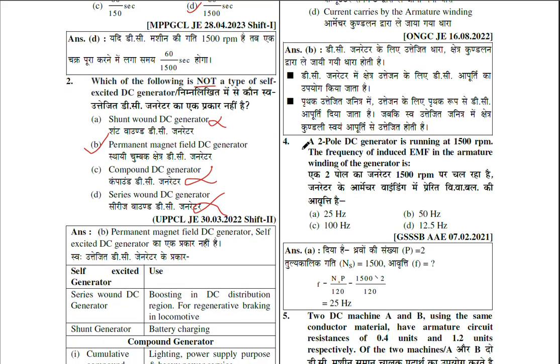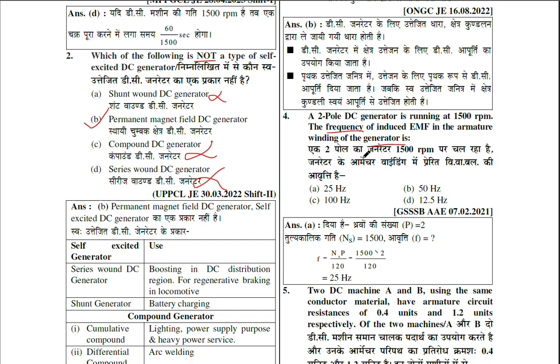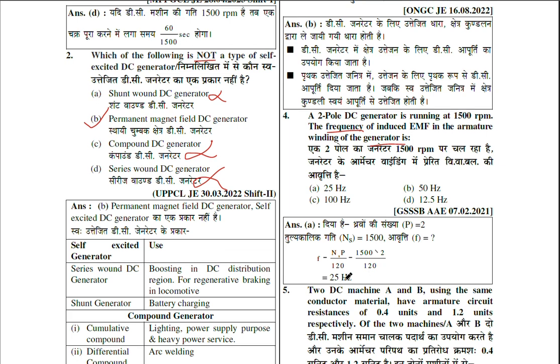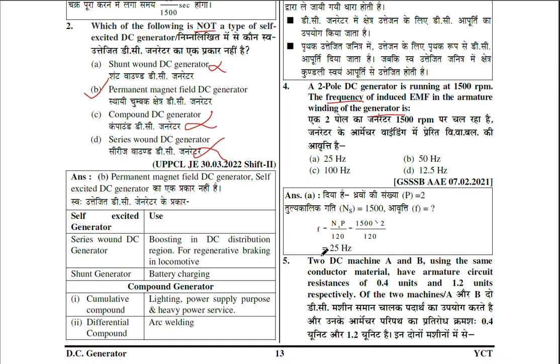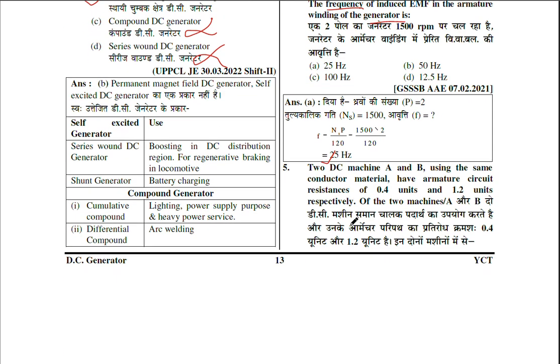Coming to question number 4: if a two pole DC generator is running at 1500 rpm, what is the frequency of induced EMF in the armature winding of the generator? Here it is asking for frequency. You have to know the relation between frequency, speed and poles, that is Ns equal to 120 f by P. By using that relation, the formula for f is Ns into P by 120. Here Ns equal to 1500 into 2 by 120. After simplification, 25 Hz is our answer.